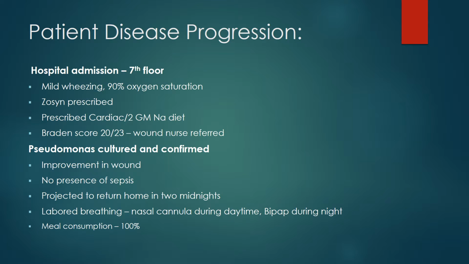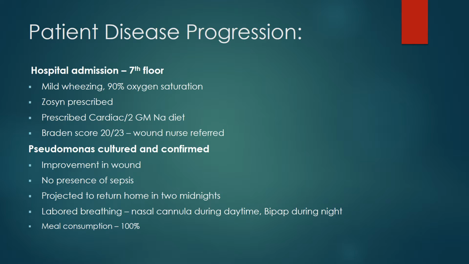So as far as the patient's disease progression when she was in the hospital, again, she went to her general practitioner. She was admitted after her cellulitis. The cellulitis surrounding her wound did not get better over the 2 weeks that she was receiving the antibiotic. So she was admitted into the hospital and into the general 7th floor area of the hospital. She had mild wheezing. Her oxygen saturation was at 90%. Zazen was prescribed as an antibiotic to help treat the cellulitis within the wound.